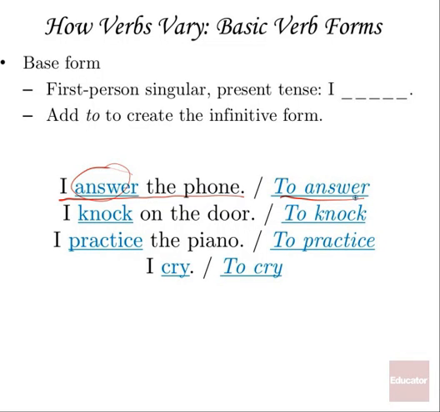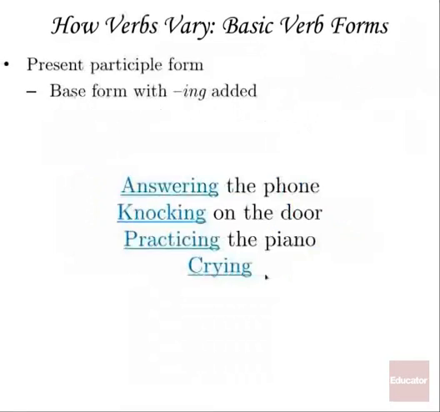Now, the infinitive, which is the to form, that's basically what we use to describe the abstract concept of a verb, the Platonic ideal. All you really need to know, though, is if you're going to form the infinitive, take the base form and stick to on the front. I knock on the door. Infinitive, to knock. And I practice the piano. Infinitive, to practice. I cry. Infinitive, to cry. Pretty simple, right?